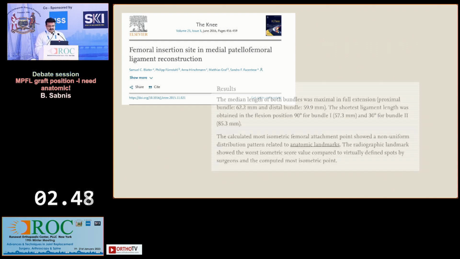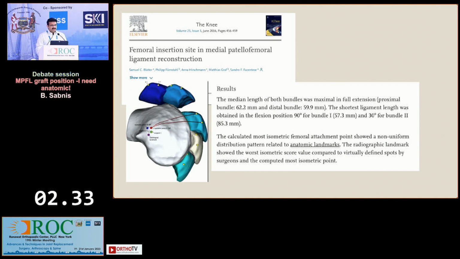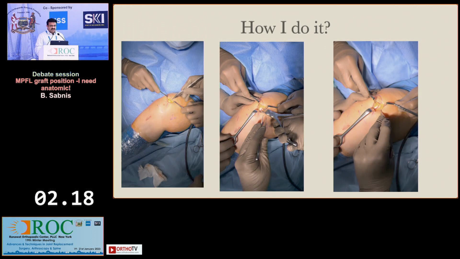I can keep on showing lots of papers, but here is one more paper which shows that radiographic landmarks give a worse isometric score. It's very difficult to get an isometric point by using radiography or any other technique that you want to use. You can see in this picture four different points where two surgeons felt it was isometric. This is the radiological isometric point, and this is where the isometricity lies, between 30 to 90 and 90 to 120, so 0 to 120. It's quite variable to decide where you want to go.